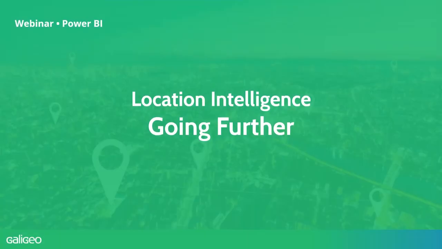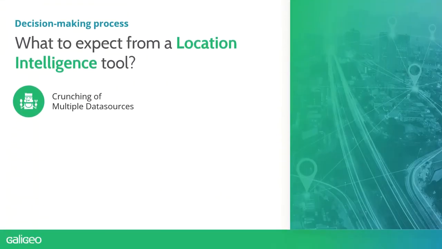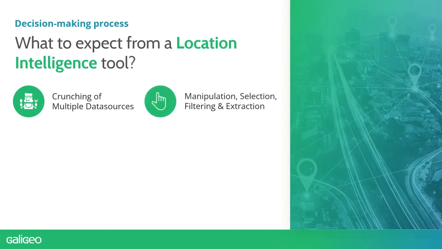Now that we have seen how we can benefit from location intelligence, we will now try quickly to translate these benefits into the major features that we should expect from a location intelligence software. The capacity to crunch and merge on the fly data from different sources. An ability to manipulate this data spatially, to select them according to several proximity relationships, and to filter and extract them.